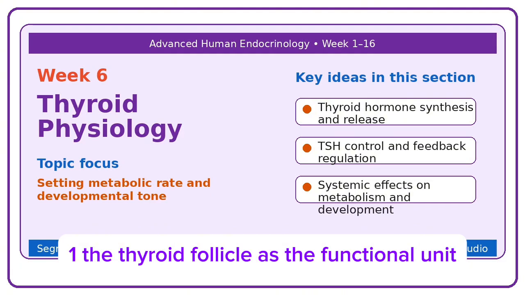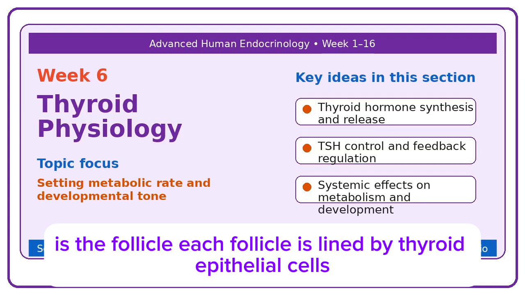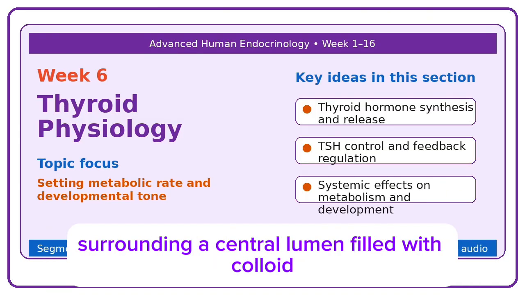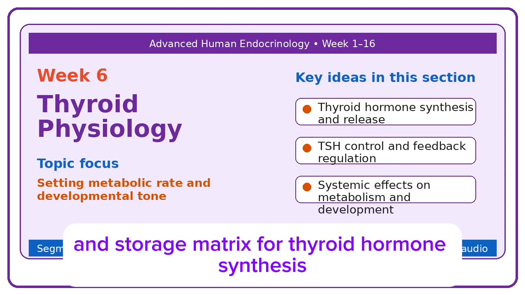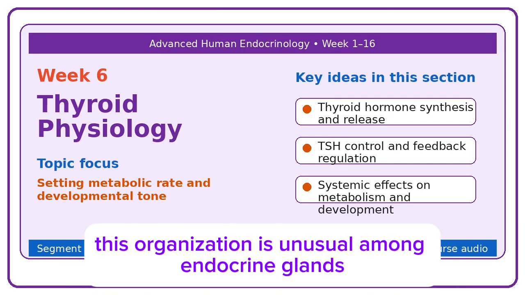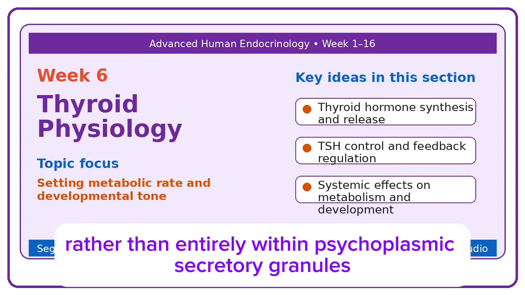1. The thyroid follicle as the functional unit. The structural and functional unit of the thyroid gland is the follicle. Each follicle is lined by thyroid epithelial cells surrounding a central lumen filled with colloid. The colloid contains large amounts of thyroglobulin, which acts as both the precursor and storage matrix for thyroid hormone synthesis. This organization is unusual among endocrine glands because hormone precursor is stored outside the cell in the follicular lumen rather than entirely within cytoplasmic secretory granules.